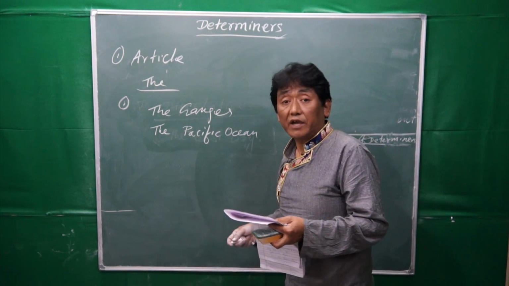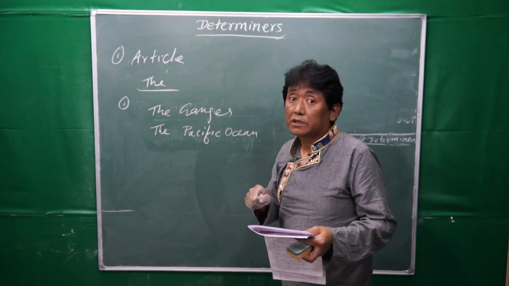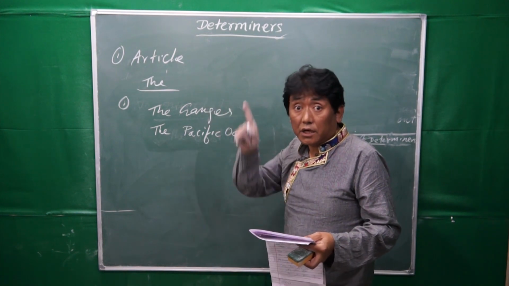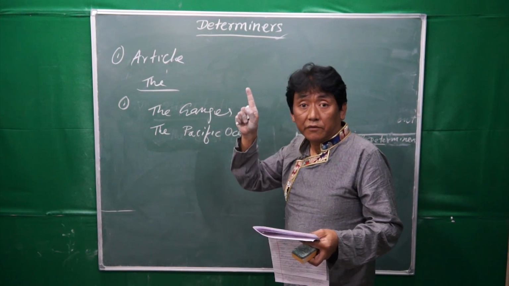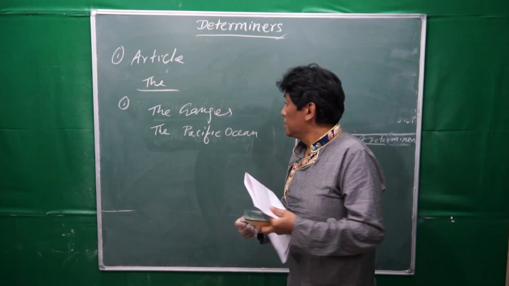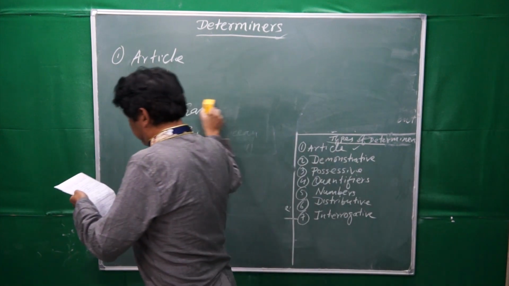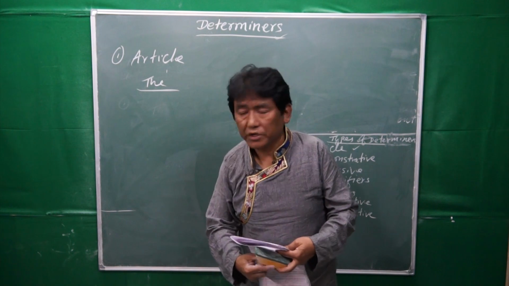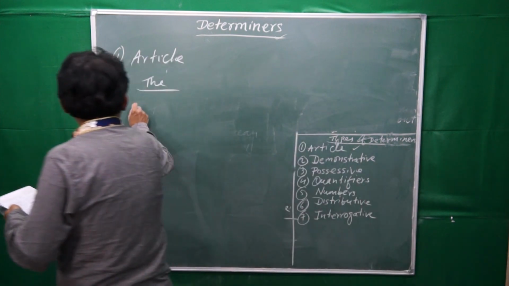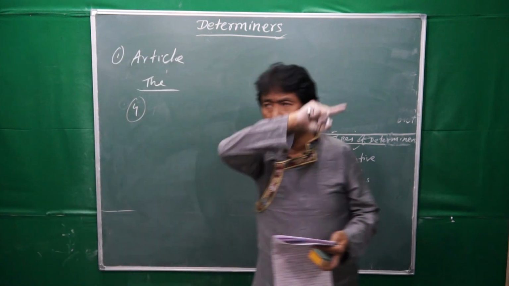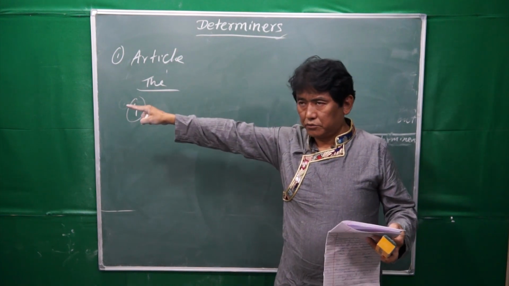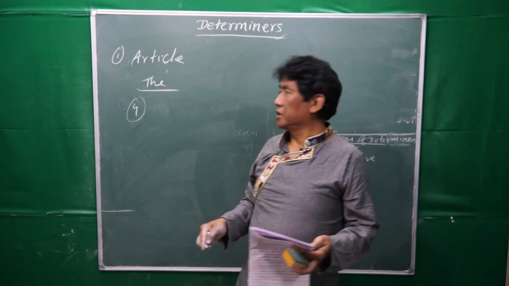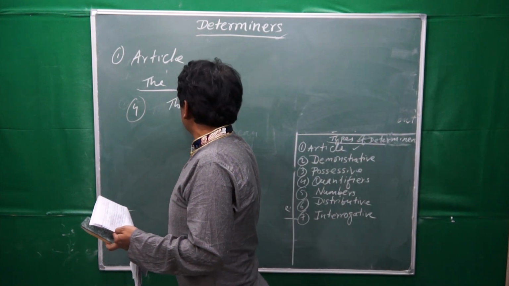We write the in front of them, but not in front of lakes. You know Dal Lake in Kashmir? We don't say the Dal Lake. So in front of lakes, we never put the. And next is in front of the names of mountain ranges. Now these Himalayas are mountain ranges, right? There are so many peaks there. When we say Himalayas, we have to say the Himalayas.